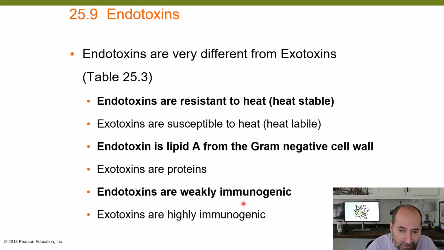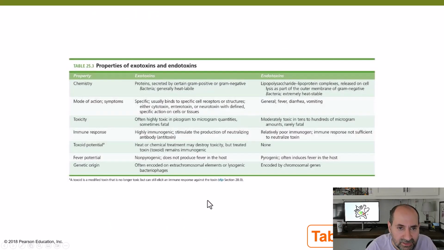Endotoxins are weakly immunogenic, while exotoxins are highly immunogenic. What does this mean? Immunogenic means can elicit an immune response, right? The immune system is alerted. Endotoxins are not very good at eliciting an immune response. They are weakly immunogenic. Exotoxins, mainly because they are proteins, and proteins are so easily identified by the immune system, are highly immunogenic. Here you can see a table summarizing the properties of exotoxins and endotoxins.